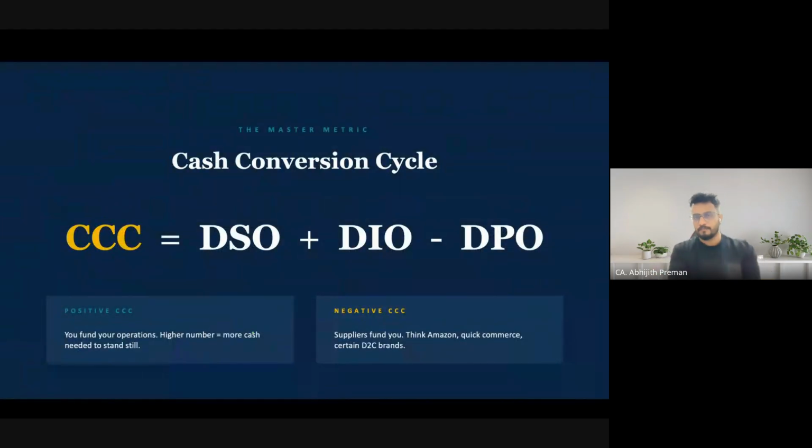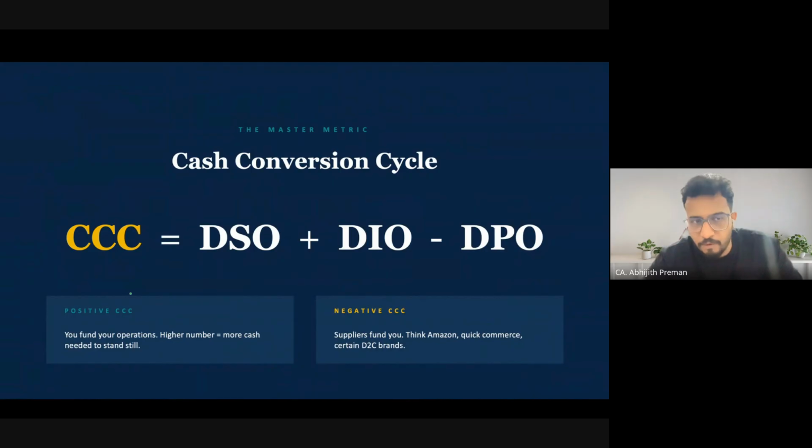Now we come to cash conversion cycle. So cash conversion cycle is equal to DSO plus DIO minus DPO. So DSO is what? Your accounts receivable days, like how long it is outstanding. DIO is what? Your inventory outstanding. DPO is what? Your payable outstanding, like how much days of credit you typically get. So this is the formula for calculating your CCC. That is a cash conversion cycle.